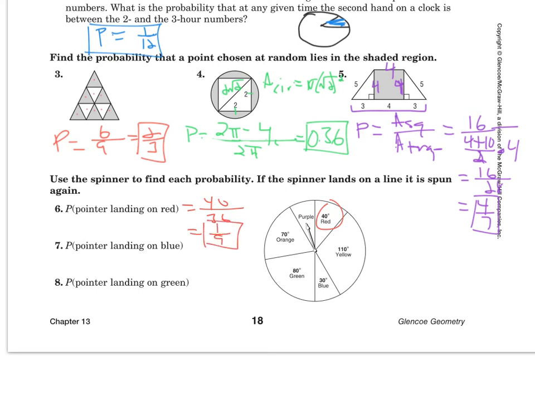Okay, what's the probability that you land on blue? Find the blue section. It's 30. You're going to get 30 over 360 reduces to 1 over 12. Okay, what's the probability that we land on green? Look at the green section. It's 80, so it's 80 over 360. Reduce that, and that reduces to 2 over 9.